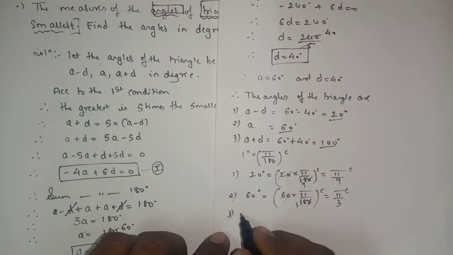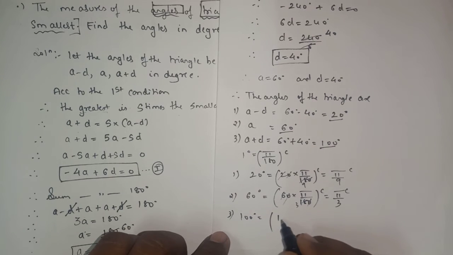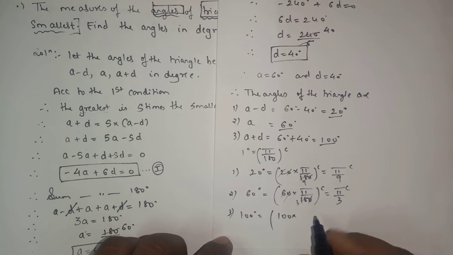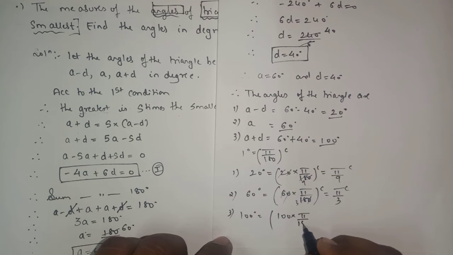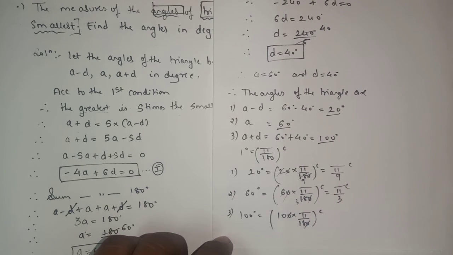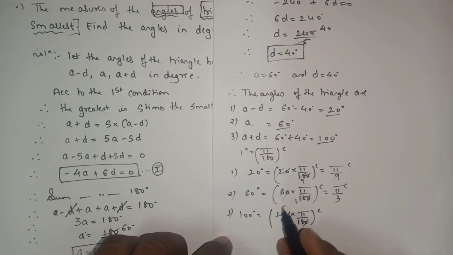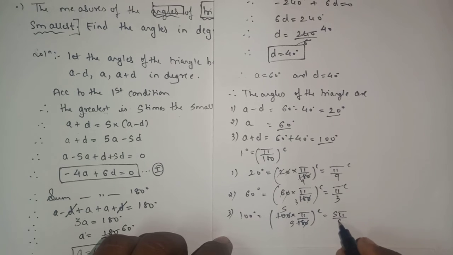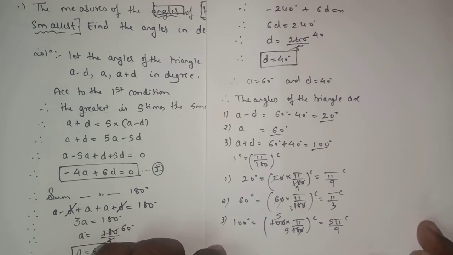So the third angle is what? 100 degree. So we'll convert this 100 into radian. So 100 into pi by 180. So 0 will get cancelled here. So 5 twos are 10, 5 nines are 45. So here we are left with 5 pi by 9 radian.